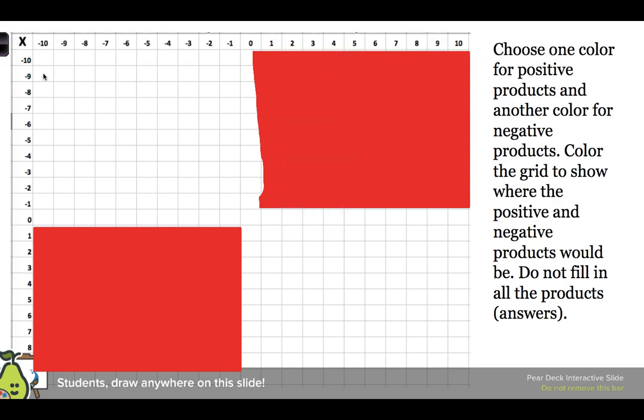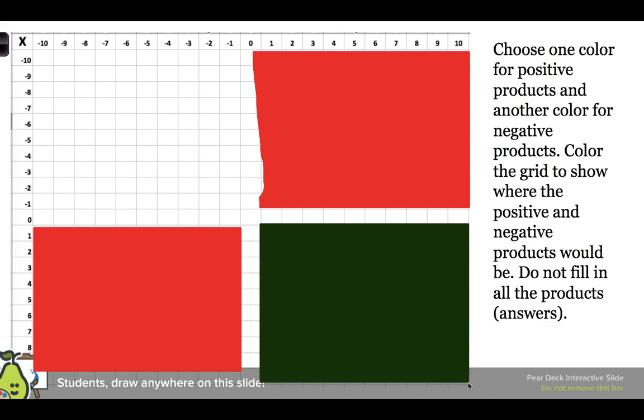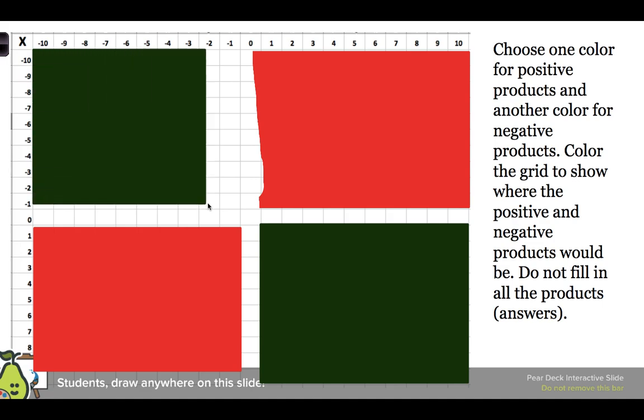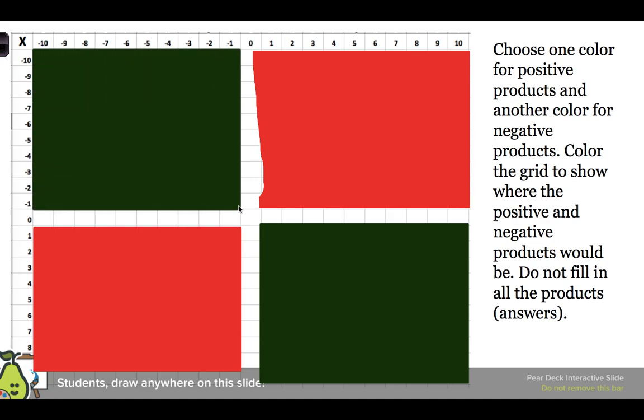So positive numbers times positive numbers will give me positive answers. And negative numbers times negative numbers will give me positive answers. So negative times a negative. All of these products are positive. All of these products are positive. All these products are negative. All these products are negative. And 0 we say is not positive or negative. Neutral.